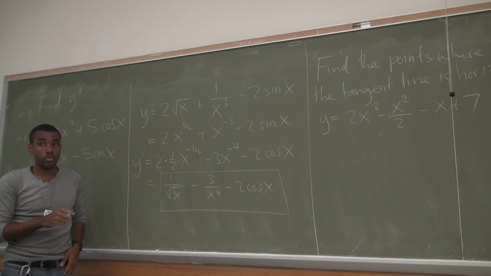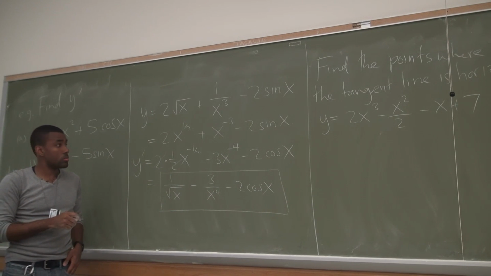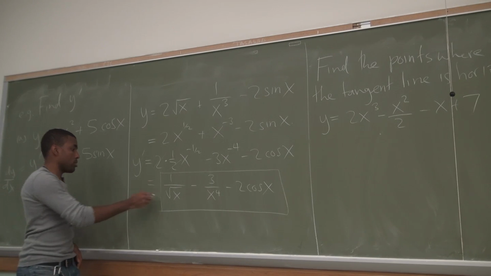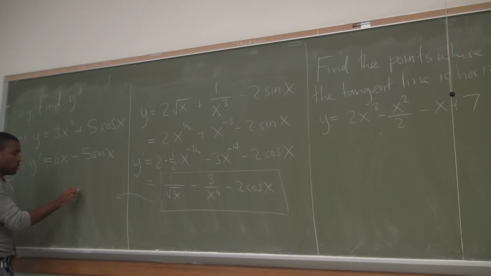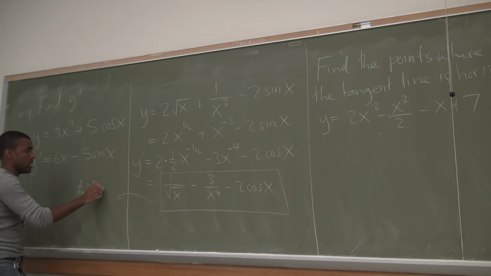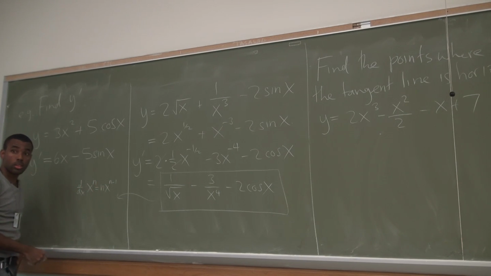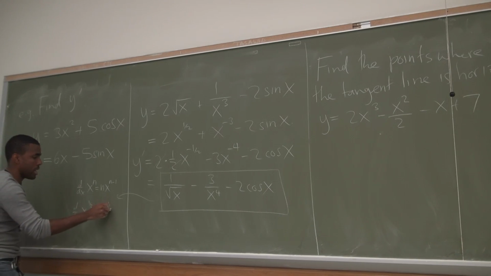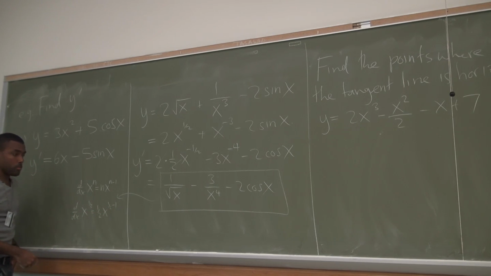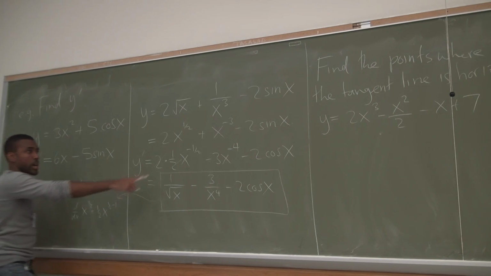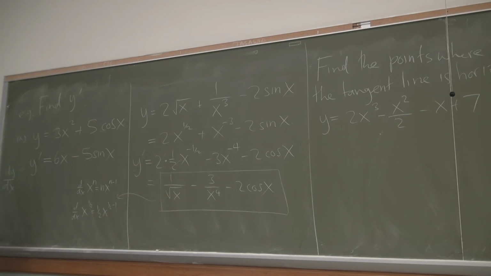Questions? I don't get how in the third part you did x to the negative 1 half. Oh, I'm using the power rule. I know that the derivative of x to the n is n x to the n minus 1. So it means that the derivative of x to the 1 half is 1 half x to the 1 half minus 1. Right? A half minus 1 is minus a half.